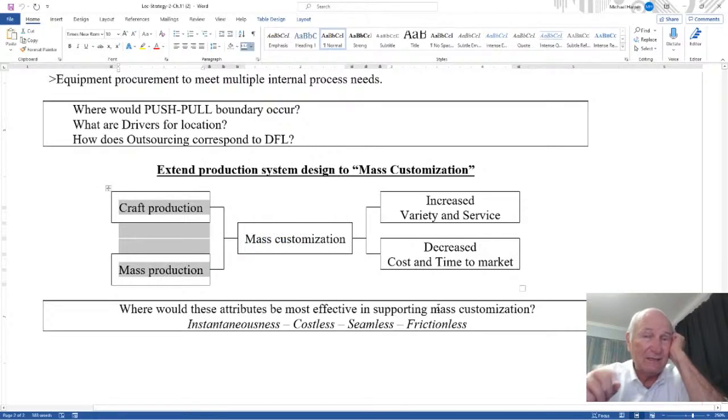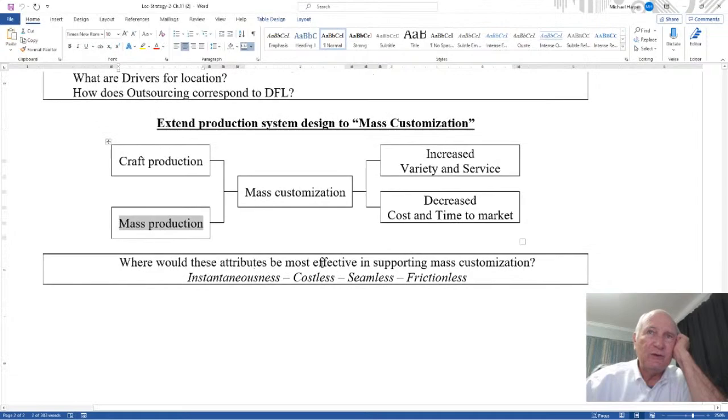At least that's when mass customization is done correctly, then you do get the craft element of customization and the mass production element of functionality, reliability, durability, and low cost. Okay, so where would these attributes be most effective in supporting mass customization?